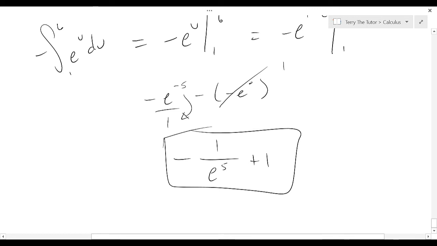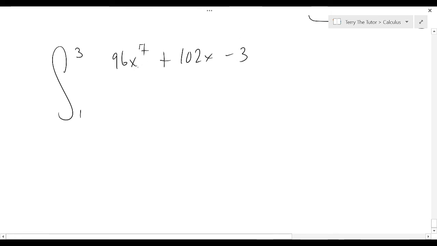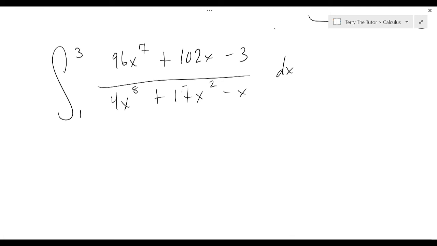Now for number 30, we've got a really long one. Number 30. We've got the integral from 1 to 3 of 96x to the 7th plus 102x minus 3 over 4x to the 8th plus 17x squared minus x dx. Wow. This looks absolutely terrifying.